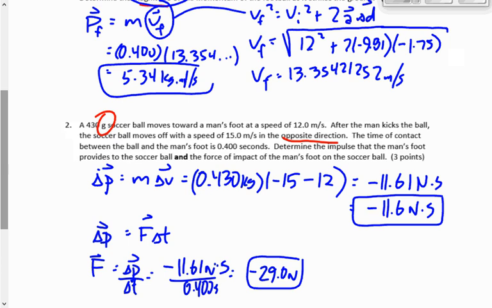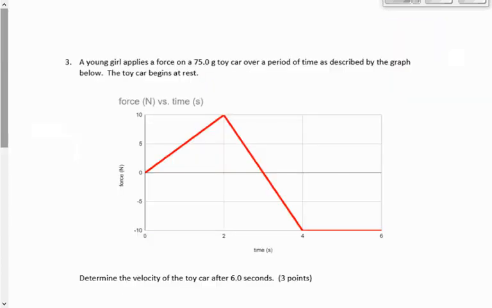Let's take a look at number 3. Now, I apologize for this. The answer isn't particularly realistic. I don't know how many of you noticed that. You got a young girl applying a force on a 75-gram toy car over a period of time as described by the graph. Toy car begins at rest.